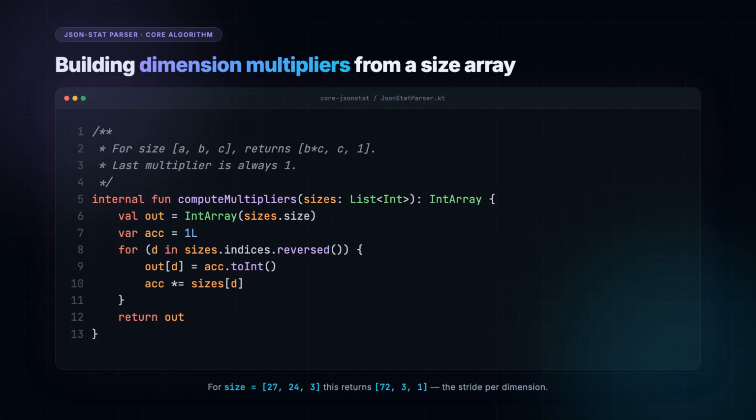Notice the overflow check. The product is tracked as a long and validated before casting to int. For Eurostat datasets, this overflow never occurs in practice, but the guard is there because JSON-stat in principle allows any size. This 6-line function is the foundation of the entire parser. Every subsequent lookup in buildCell calls into this multiplier array. The complexity is linear in the number of dimensions, which for Eurostat is always 2 to 4.